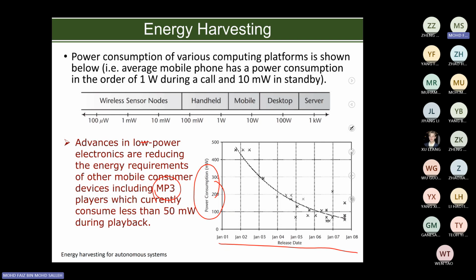Back in those years, from 2002 to 2008, the engineers and researchers could reduce the power consumption from a few hundred milliwatt, to less than 100 milliwatt, to a few tens of milliwatt. So it tells us that energy harvesting has quite a lot of potential to be applied.